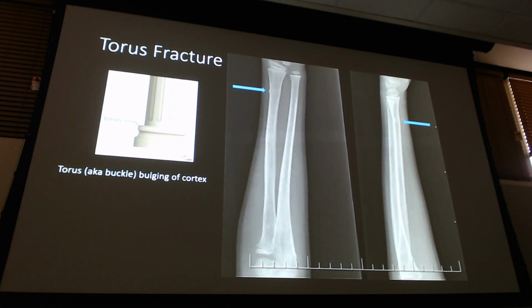Here's the torus fracture, named after the old Roman columns and Greek columns. Because what happens is, they fall, again, they're bendy, they don't break all the way through, but what they do is they compress part of the bone and it bulges out, the cortex bulges out. This should be a nice straight line. Nice straight line. The cortex bulges, kind of like the bottom of a column. Okay?